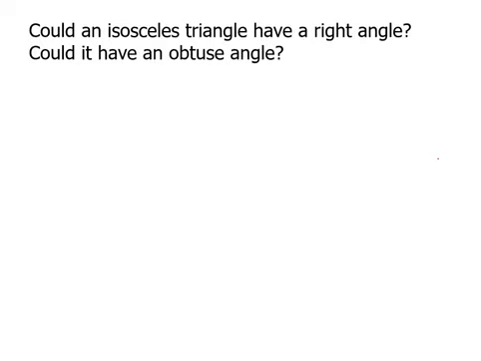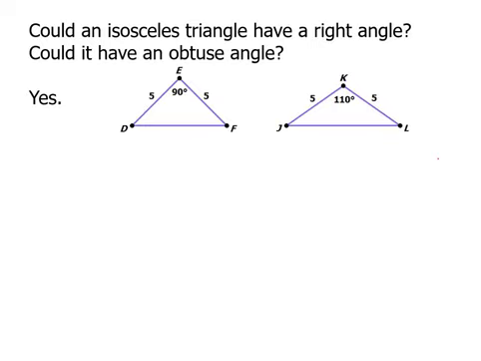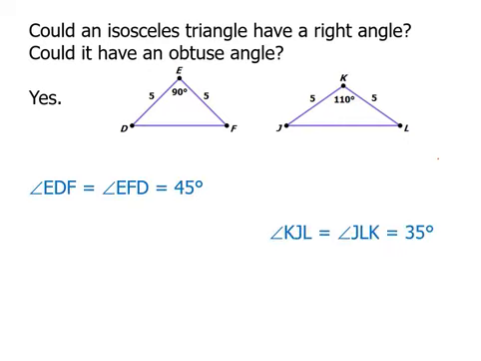Could an isosceles triangle have a right angle? Could it have an obtuse angle? Absolutely. So for example, DEF is a right isosceles triangle, and JKL is an obtuse isosceles triangle. And in fact, we could find the other angles in each case. And so we could have one large angle and then two small equal angles.